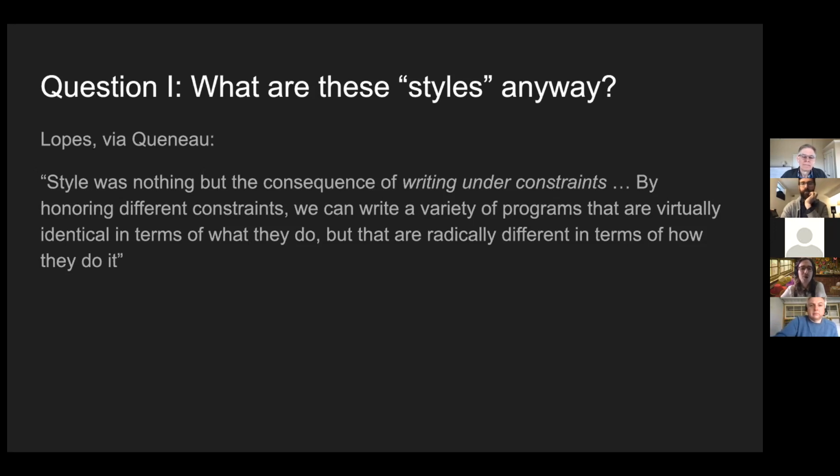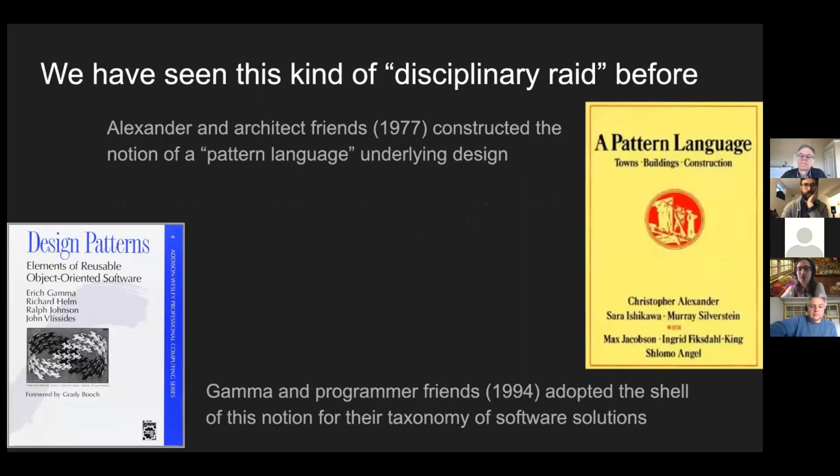Now, we're arguing that this is not a complete notion of style, or at least it is one that we are dissatisfied with. To talk about what a different notion of style is, we are going to take a short diversion into a different history of analogies in computer science. So we've seen this kind of borrowing from other disciplines before.